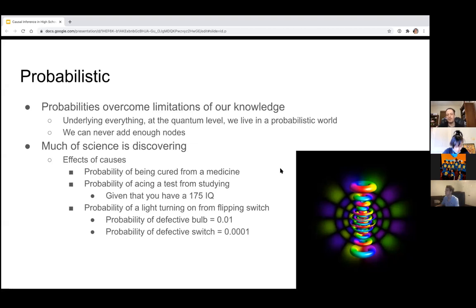So you put all these probabilities together into a particular equation that we're not going to go over right now, then you can figure out the probability of the light turning on from flipping the switch. That's the effects of causes. But then we can go the other way. We can see the effect, the consequence of the phenomena, and go backwards and try to understand the causes. And that's sometimes a very interesting question.